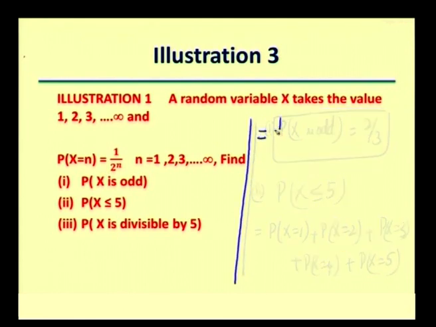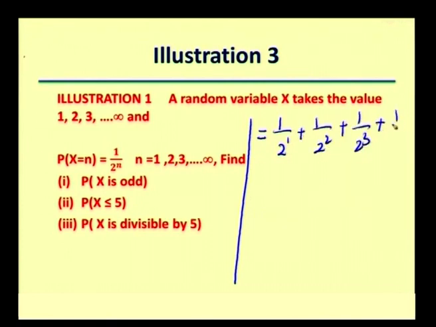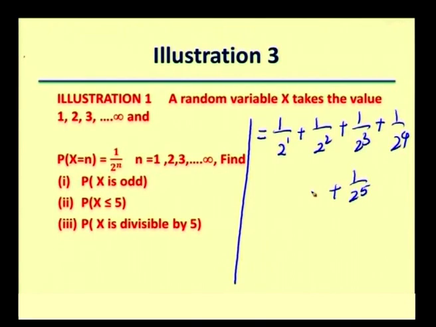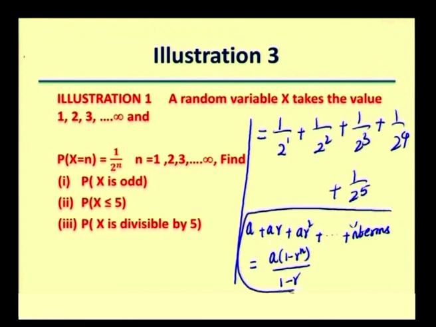So, the first one, P of x equal to 1, is 1/2 power 1, plus 1/2 square, then 1/2 cube plus 1/2 power 4 plus 1/2 power 5. This is the summation of only 5 terms, it is not an infinite series. So, for summation of finite terms, we have the formula: a plus ar plus ar square plus etc., summation up to n terms, goes like a into (1 minus r power n) by (1 minus r). This formula is for summation of finite terms.